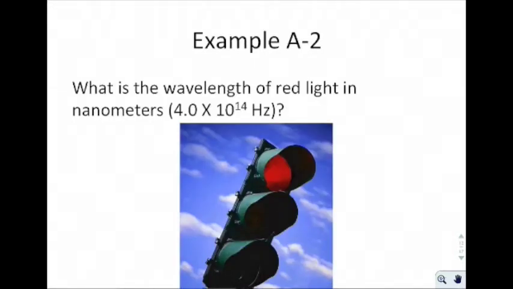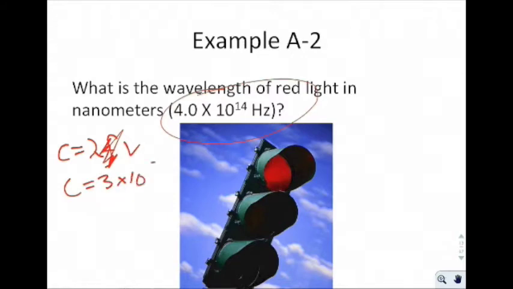Next it says, what is the wavelength of red light in nanometers, and it gives you the frequency, 4 times 10 to the 14th. Okay, so the first thing you need to recognize is that we're talking about part of the electromagnetic spectrum. So you have c equals lambda nu. I wrote it as f, but it should really be c equals lambda nu. You have c, which is 3 times 10 to the 8th meters per second, and you have nu, which is 4 times 10 to the 14th hertz.